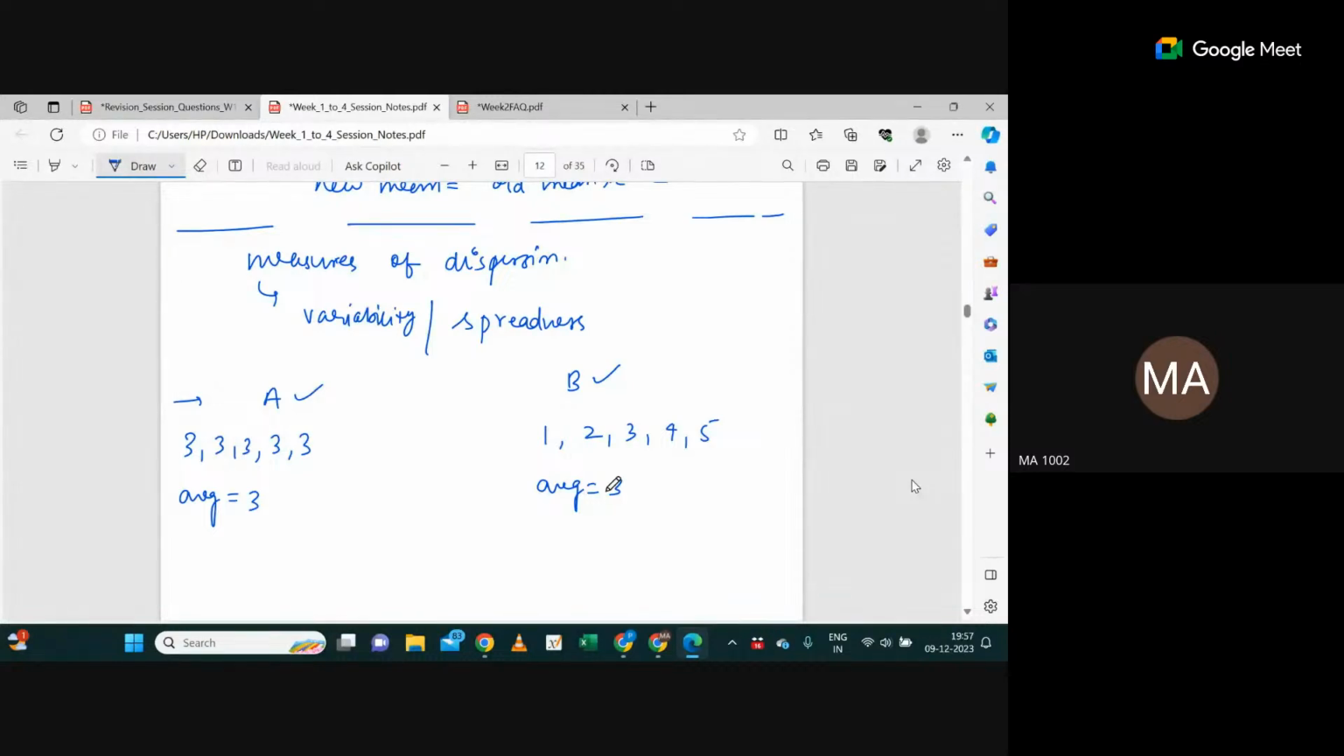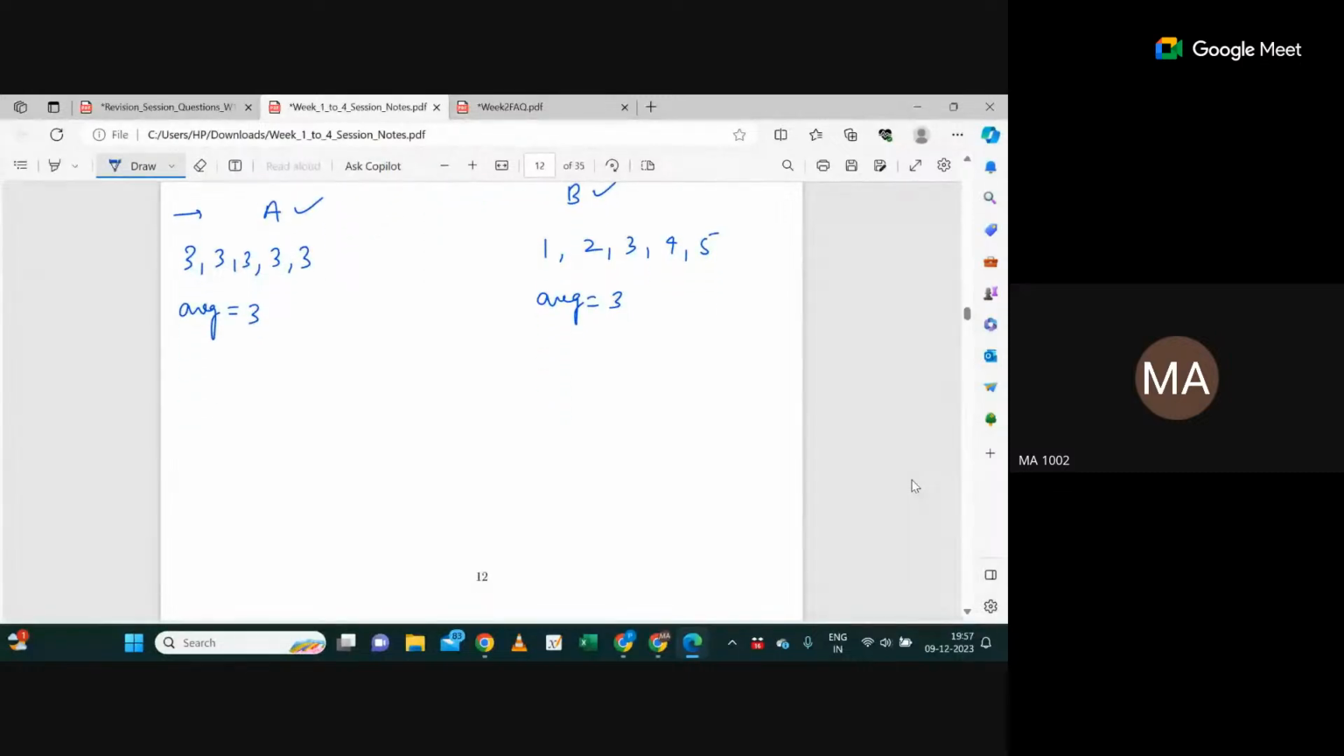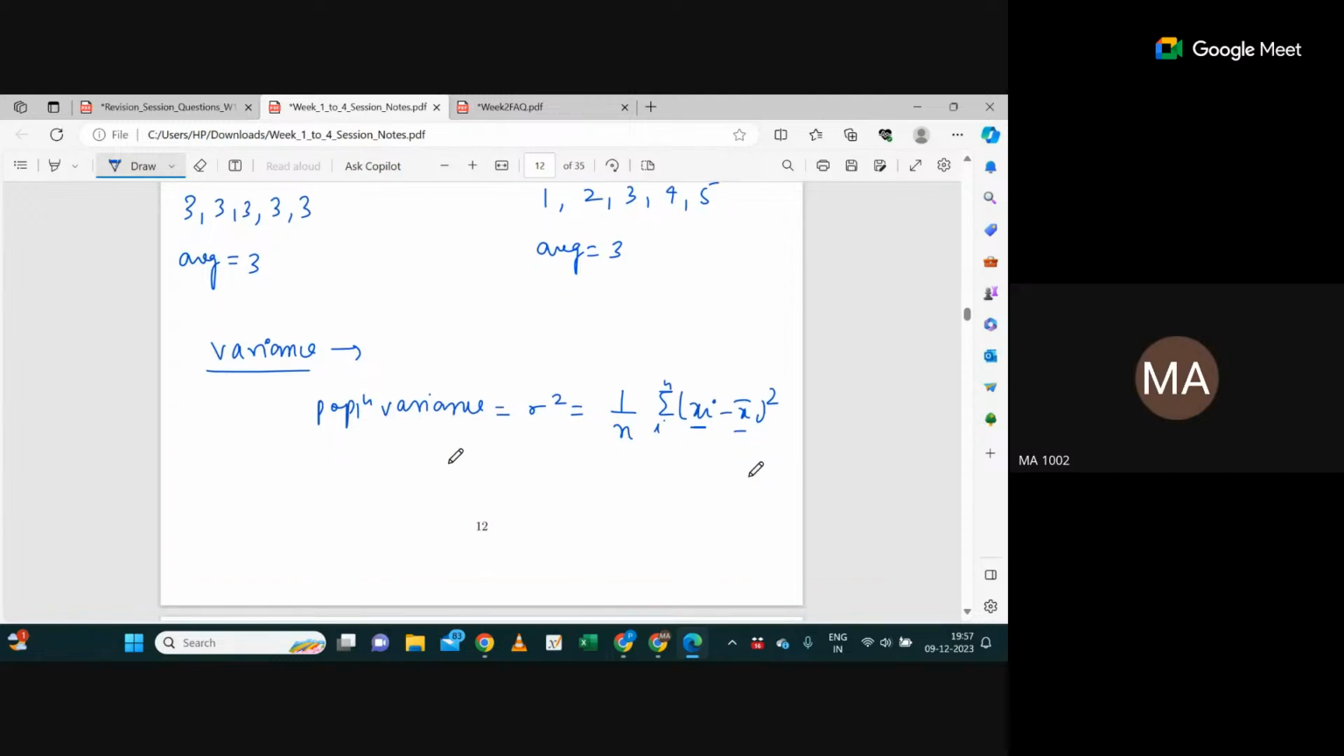Okay, so for this kind of scenario, there is one term called variance. So variance and standard deviation. Basically, there are two kinds of formula. The first one is called the population variance. The notation for this is sigma square, which is 1 upon n, summation of i to n, xi minus x bar square. Here xi is each observation, and x bar is the mean of the data set.